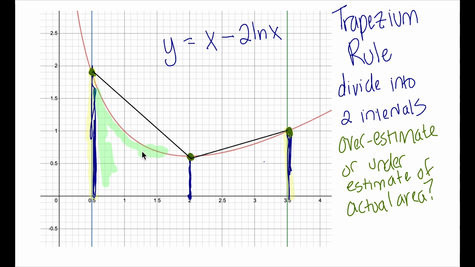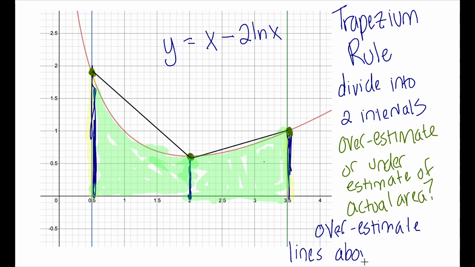So this is the area under the curve. If I found the area of this trapezoid and this trapezoid and added them together, would that be greater than the green area or less than the green area? Well, there's a bunch of extra space in this trapezoid that's not under the curve. So because the line segments are over the curve, this is an overestimate, because those line segments are above the curve.